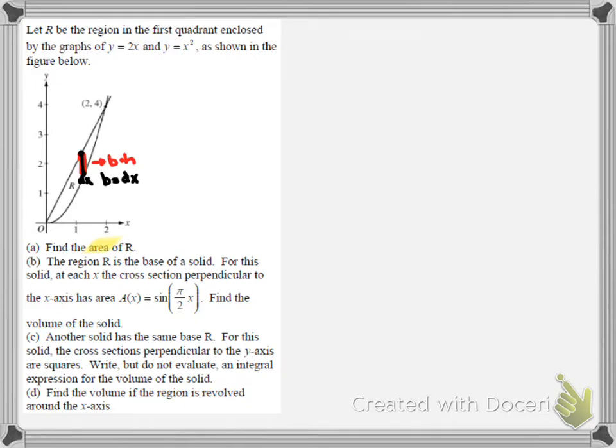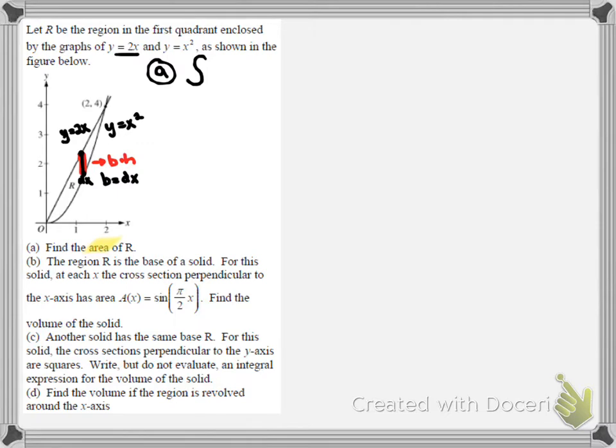So it's going to be the top minus the bottom, where the top curve is going to be y equals 2x, and the bottom curve is going to be y equals x squared. So for part A, we're going to sum the area of all the rectangles.